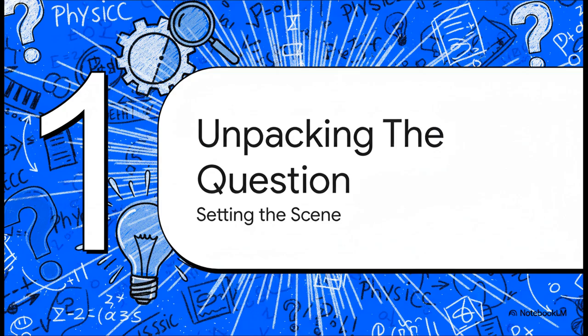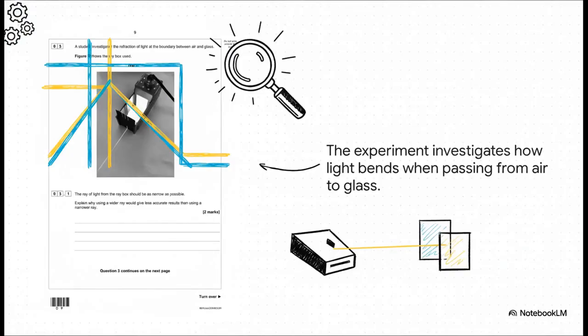All right, first things first. Before we can answer anything, we've got to understand the setup, the context of the whole thing. So, what we're looking at here is an investigation into light refraction. That's just the bending of light as it moves from one thing, like air, into another, like this glass block right here. And the star of the show? It's the ray box, which gives us that nice, clean beam of light to work with.